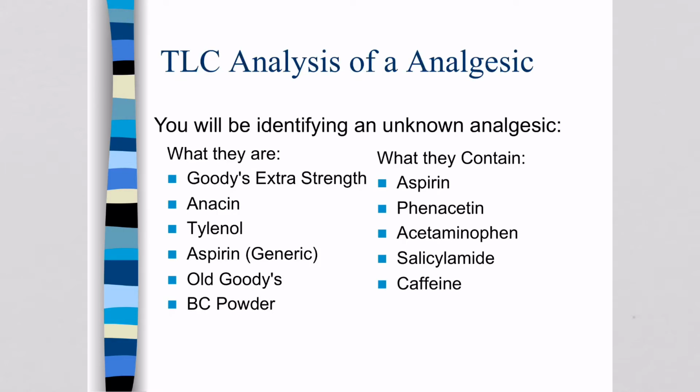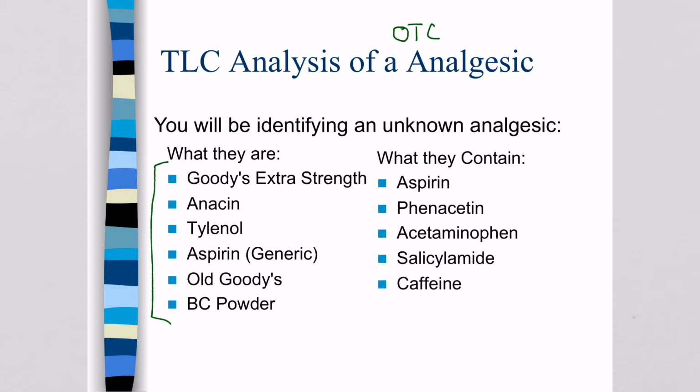In this week's lab, you'll be analyzing an OTC, or over-the-counter analgesic. And the possible analgesics that you will be analyzing will include things like Anacin, Tylenol, and aspirin tablets. You'll also be looking at several, quote, headache powders. That includes Goody's Extra Strength, an old version of Goody's headache powders, and also BC powder.